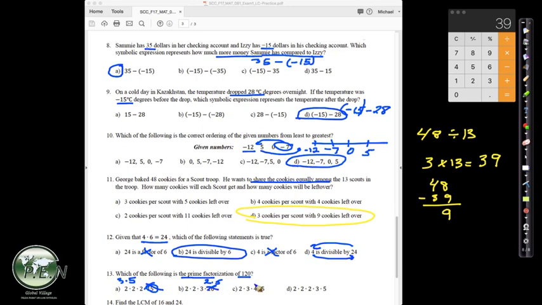C also has a non-prime. 4 is 2 times 2. That makes it not prime. But we see that D, 2 times 2 times 2 times 3 times 5, that's the one with all primes.